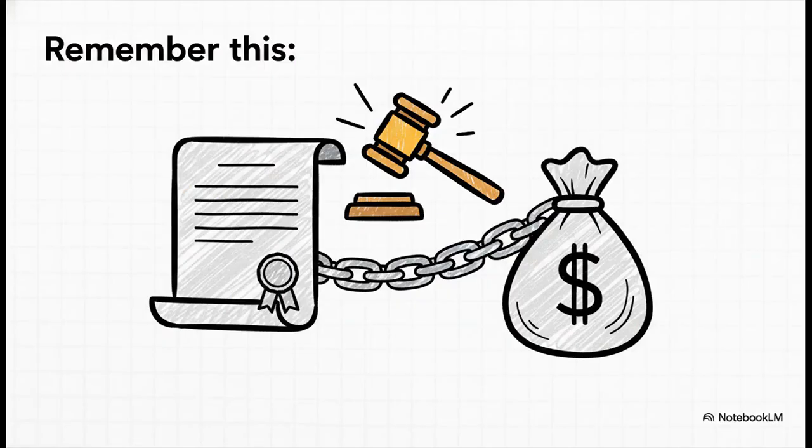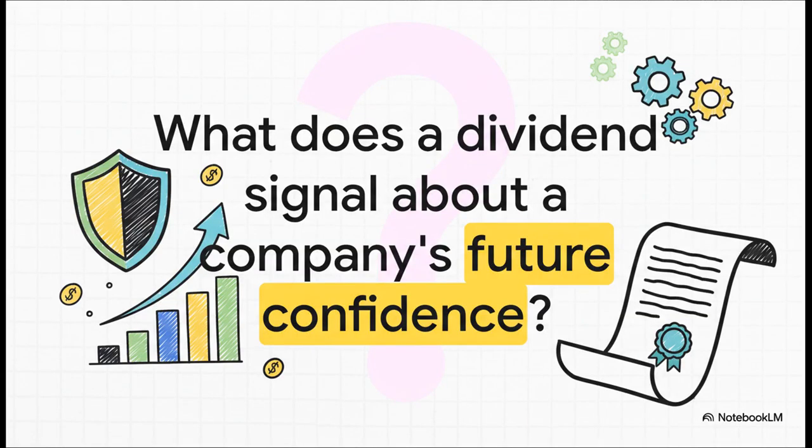If you only write down one sentence from this entire lecture, please let it be this one. A declared dividend is a debt. It's a legal obligation that is just as real as the money the company owes its suppliers or its bondholders. If the company tried to back out, shareholders could literally sue to get their money. Once it's declared, it's a done deal. It is irrevocable.